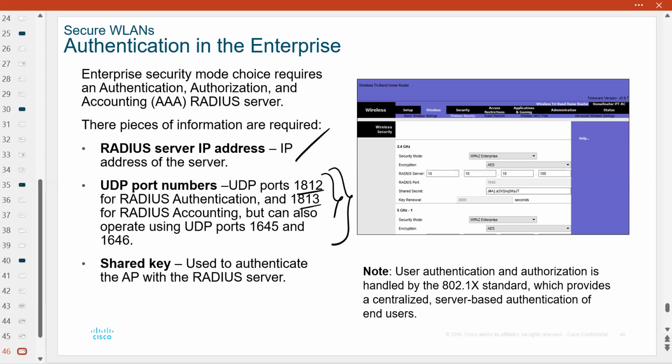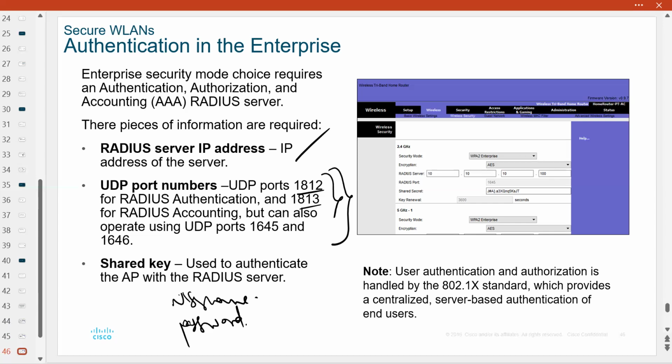Shared key, we do have a shared key here, but it is only used to authenticate the access point and the RADIUS server. Authenticating a client in a network uses a username, we'll get there. A client has a username and password.